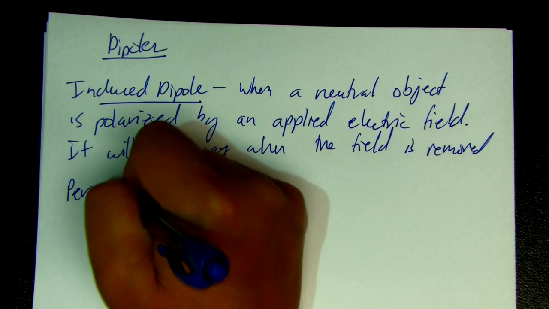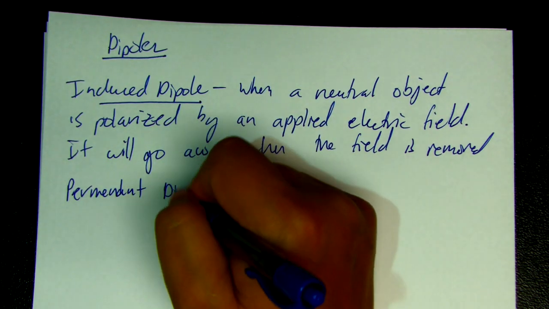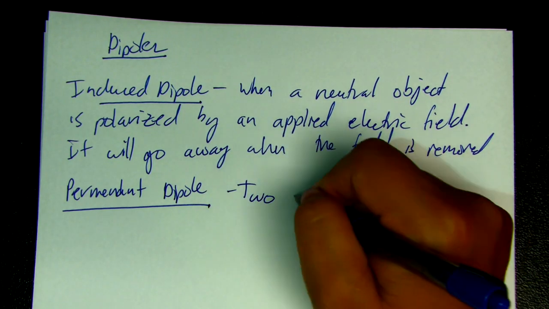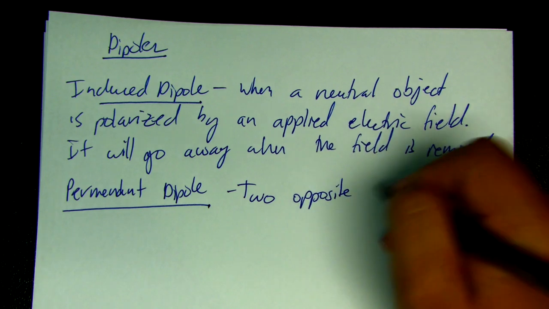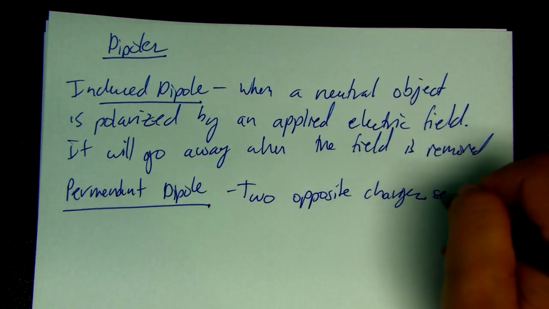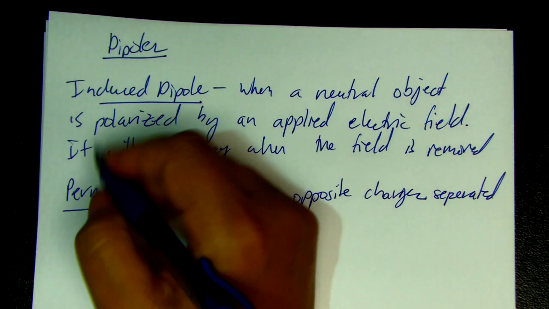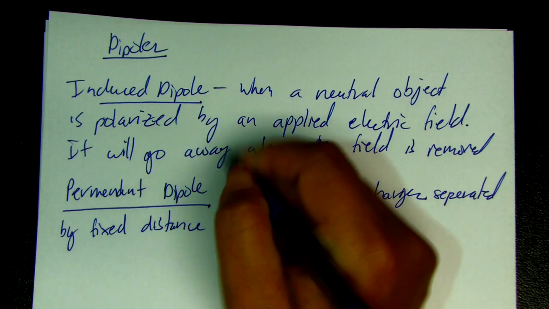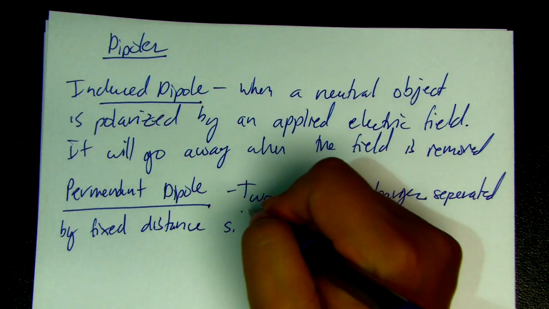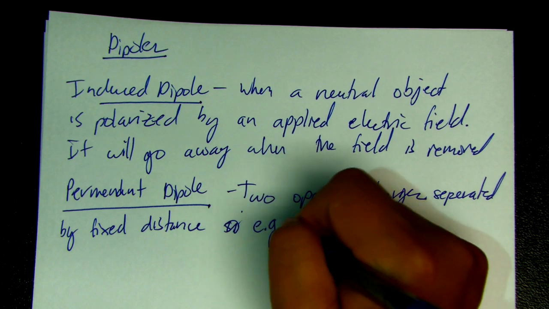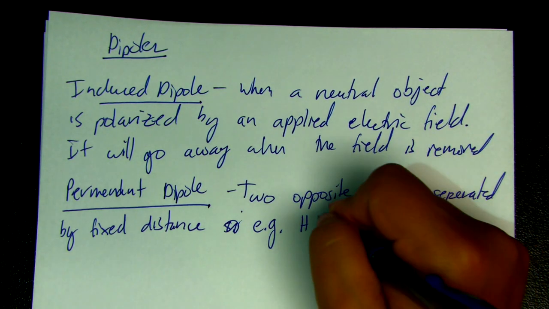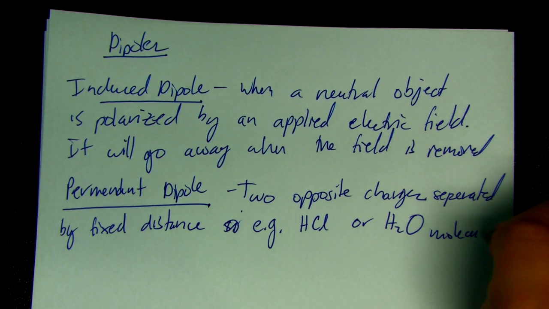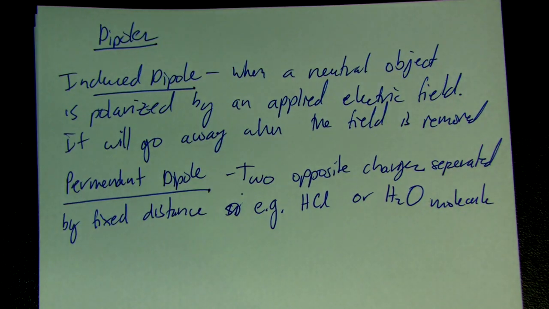And then the permanent dipole. These are two opposite charges separated by a fixed distance. So for example, a hydrochloride or an HCl molecule or H2O. So these are dipoles, and these are nature's dipoles.